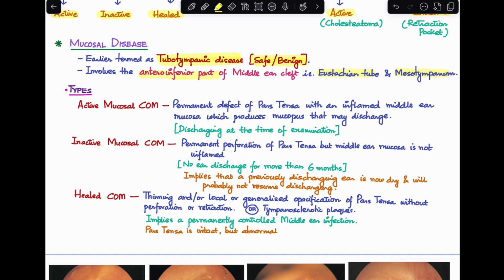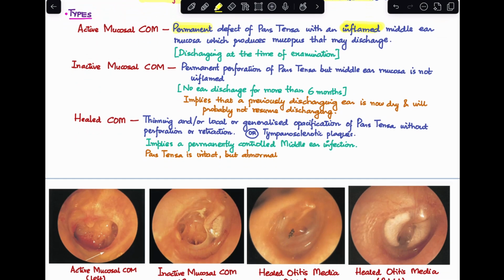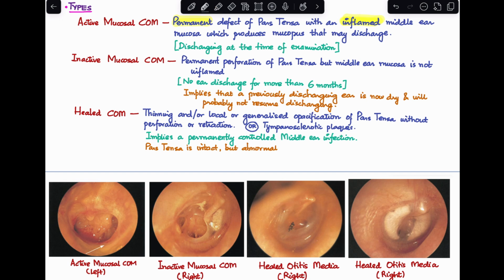Now, what is active mucosal chronic otitis media? This is where you see a permanent defect of the pars tensa with an inflamed middle ear mucosa which produces mucopus that may discharge. Basically, when you examine the patient, at the time of examination, you will see a discharging ear. That is active mucosal chronic otitis media. If you see the first image on the left side, you can see that this is active mucosal COM. You can see that the middle ear mucosa is inflamed over here, and there is a permanent perforation of the tympanic membrane.